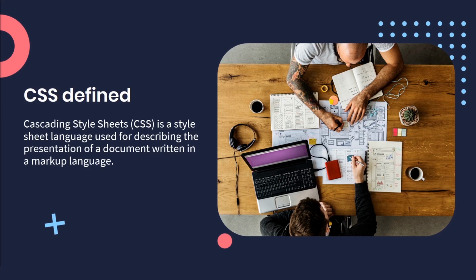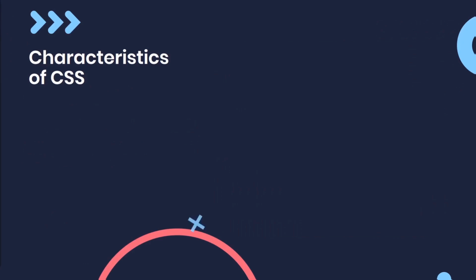Essentially, I want you to think about it like this. If HTML is our skeleton, which is just the structure of our web page or website, CSS adds the meat and makes our skeleton look pretty. Okay, so it's another layer on top of the stack when it comes to web development. Pretty straightforward, right? So then what are some of the characteristics when it comes to CSS?